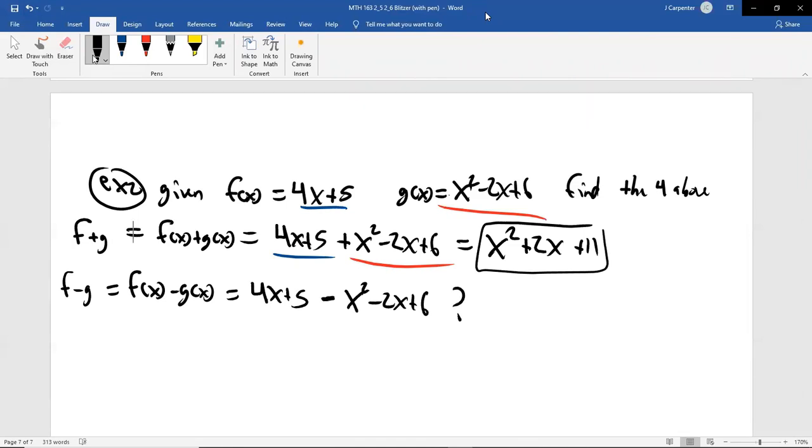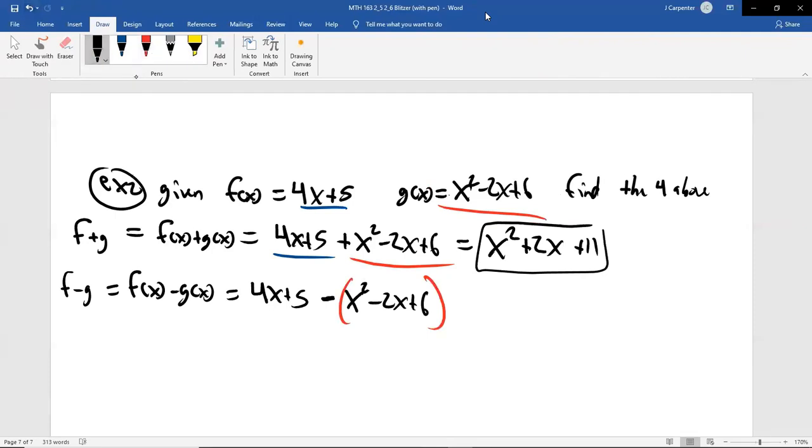Is this wrong? Is this right? Well, this is wrong, and this is the mistake that more people make than anything else, especially with the subtraction, because this minus has to be applying to the entire function, and right now, it's not applying to all of this. It's only applying to the x squared. So what do we do? That's right, you got to wrap it in parentheses.